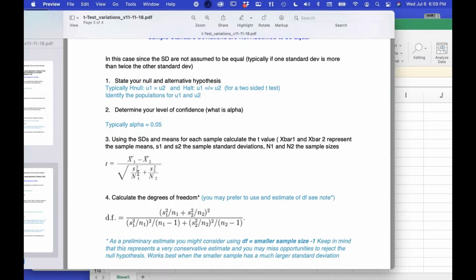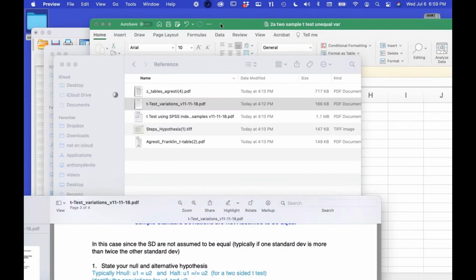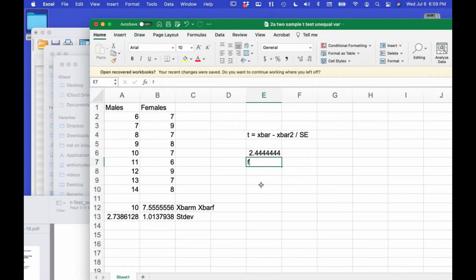So the bottom, my standard error, is the square root of the standard deviation of one group over its sample size plus the standard deviation of the other group over its sample size. So I'm going to go ahead and calculate that. I'm going to start working on my standard error down here. So first thing I'm going to do is take my standard deviation here and square it.